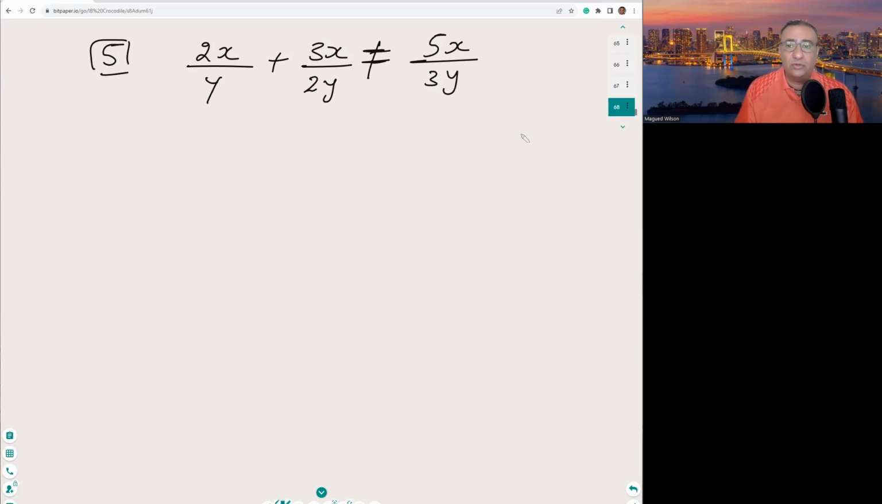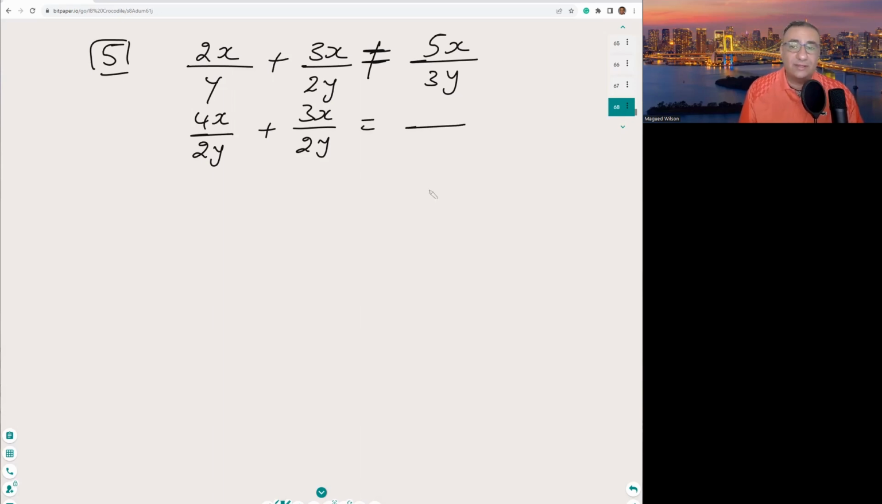So what would you do? You would find the common denominator, right? So in order to add any fractions, the common denominator here will be 2y. So I will say this is 2 over 2y, and the first fraction needs to be multiplied by 2, because from y to 2y, you multiply by 2. So you get 2x times 2, which is 4x. And then the second fraction doesn't need to be multiplied by anything because it is already over 2y.